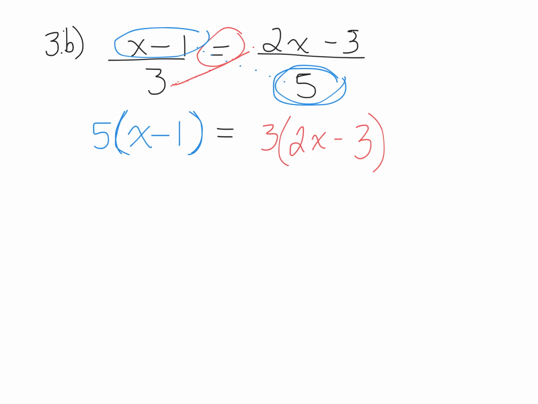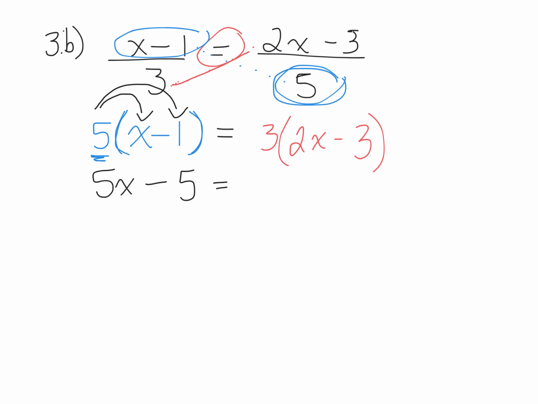Now we have to use distributive property. I have a number 5, and I need to multiply it by everything inside the bracket. So distribute the 5 over, what's the first thing you multiply it by? X, so what's 5 times x? And I have to multiply 5 times negative 1. What's 5 times negative 1? Negative 5. I've expanded that now, right?